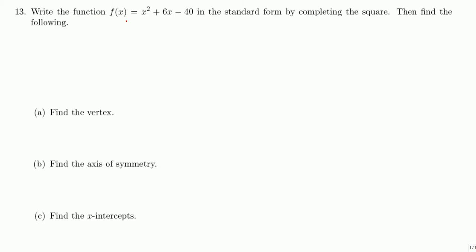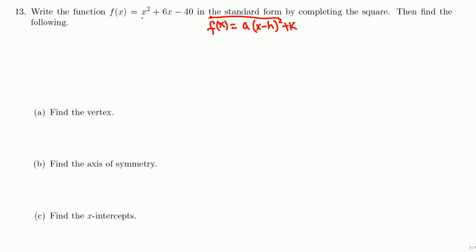Write the function f(x) = x squared plus 6x minus 40 in the standard form. So standard form means f(x), the function in this form, a(x minus h) squared plus k. That's the standard form. By completing the square, then find the following.